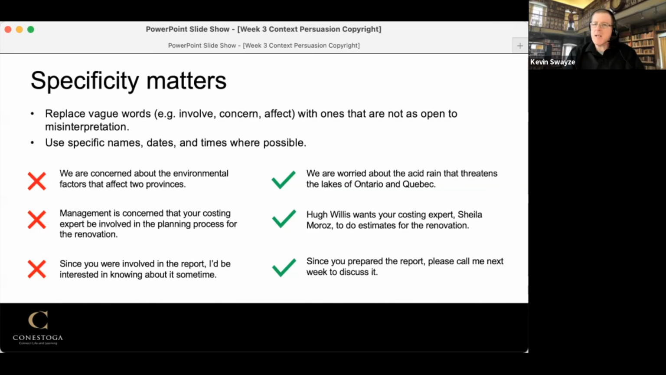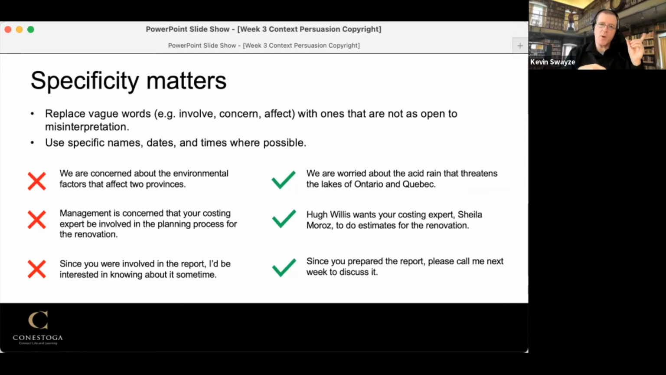I'll pick the second example here. Management is concerned that our costing expert be involved in the planning process for the renovation. Okay, who is the planning process? Okay, who cares? Who's the manager, and who is the expert? So in this case, Hugh Willis wants your costing expert, Sheila Moroz, to do estimates for the renovation.